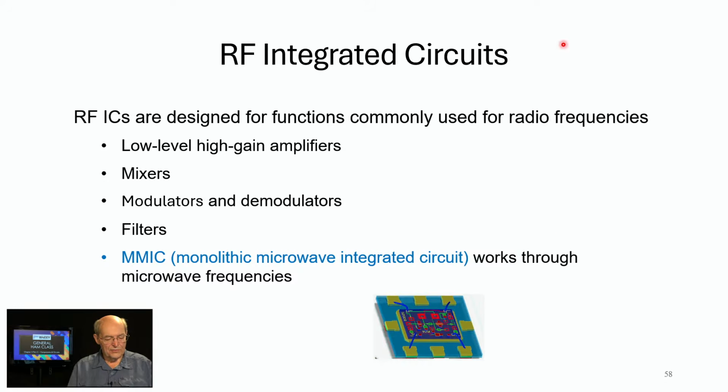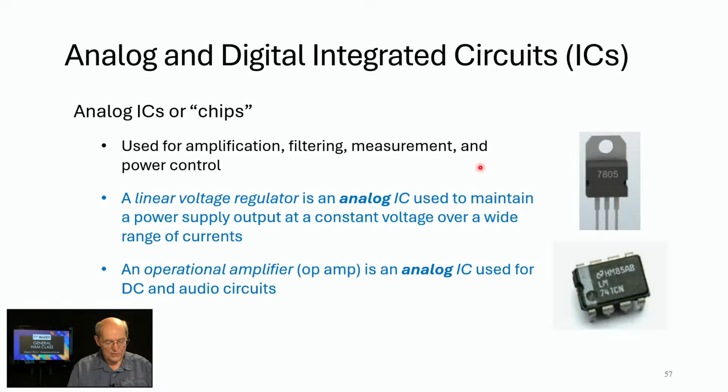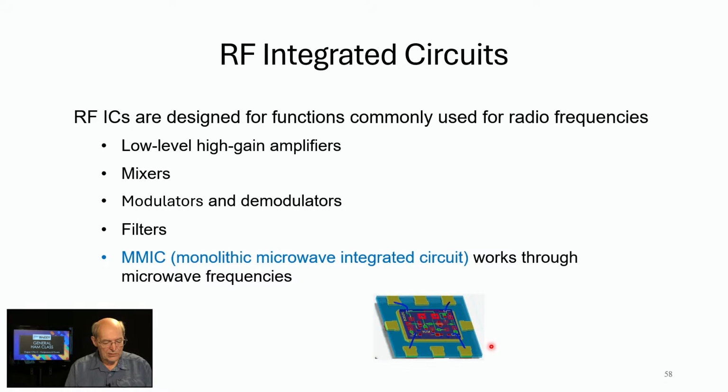We also have RF. Let me back up just a fuzz. These are all lower frequency devices here. We also have integrated circuits that operate at much higher frequencies. RF ICs, low-level high-gain amplifiers, used as mixers, modulators, demodulators, and filters. And one form is called a MMIC, monolithic microwave integrated circuit. It works all the way up through microwave frequencies.